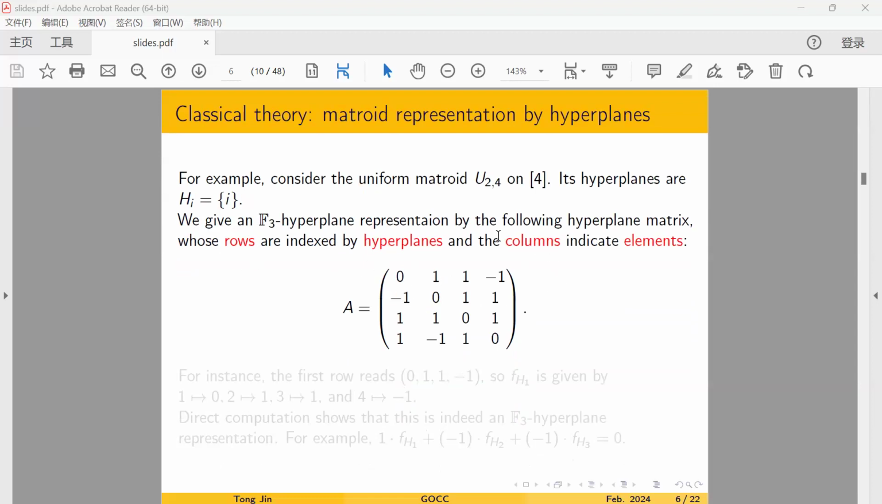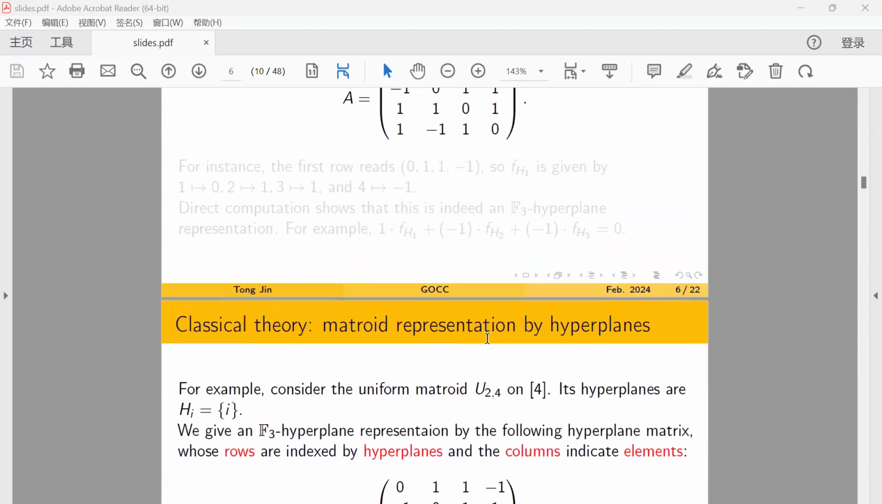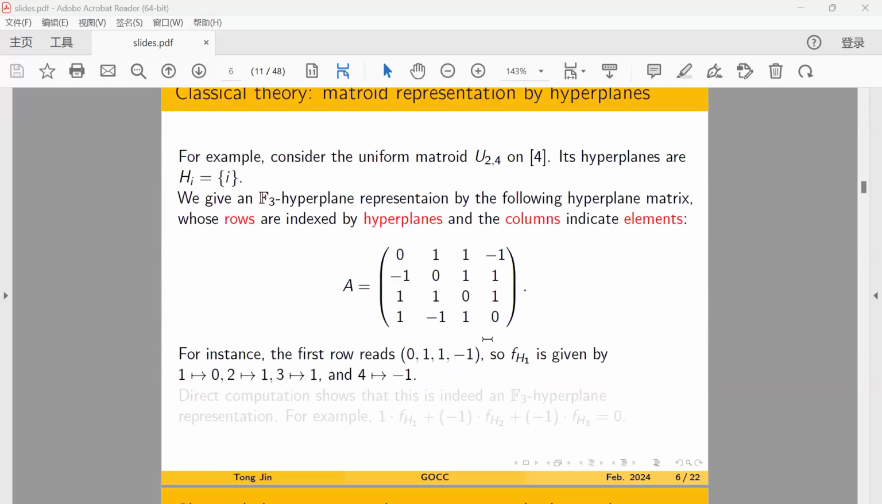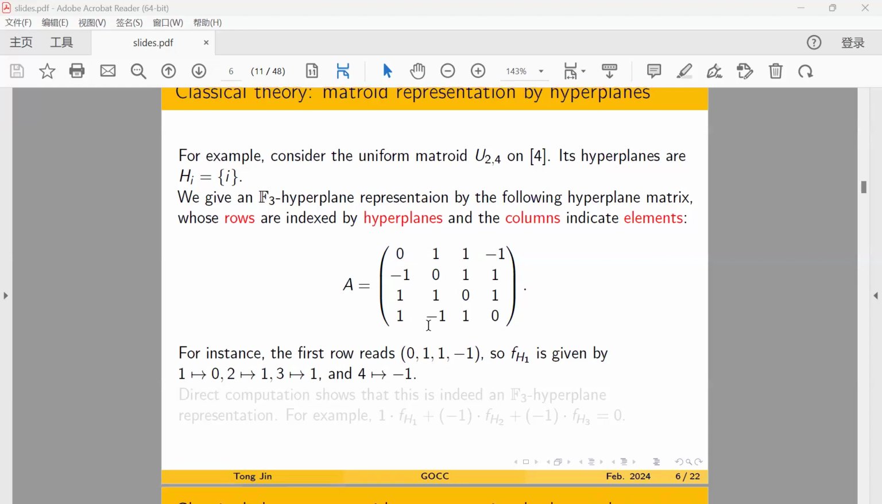So this matrix A has 4 rows and 4 columns. The rows correspond to the hyperplanes and the columns indicate the elements. So how do we read this matrix? Well, in the first row, we have 0, 1, 1, -1. And that means for the function f_H1, element 1 goes to 0, elements 2 and 3 go to 1, and element 4 goes to -1. And similarly, you can read off the other hyperplane functions in the second, third, and fourth rows.